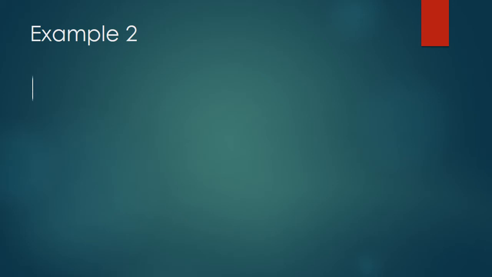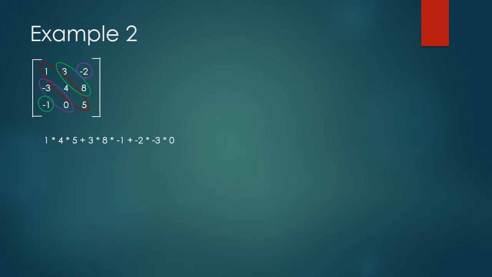So how do we solve if we have a slightly bigger matrix? Here, let's start with a 3 by 3. It is 1, 3, -2, -3, 4, 8, -1, 0, 5. Well, in this case, we start with the same thing, the diagonals that go from left to right. So our first one is 1 times 4 times 5. Now next, we'll go here, and we have 3 times 8 times -1. And then lastly, we have the -2, -3, and 0. So -2 times -3 times 0.